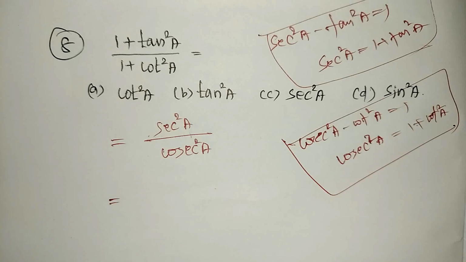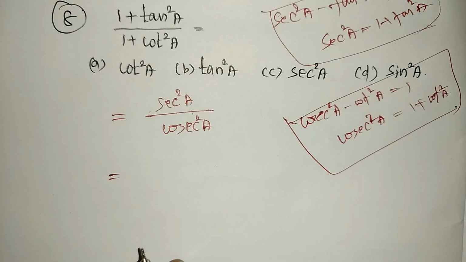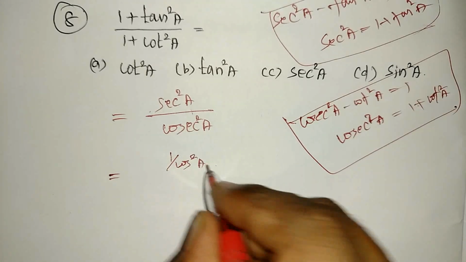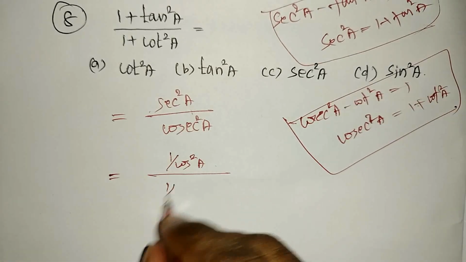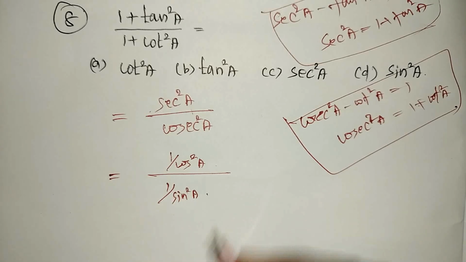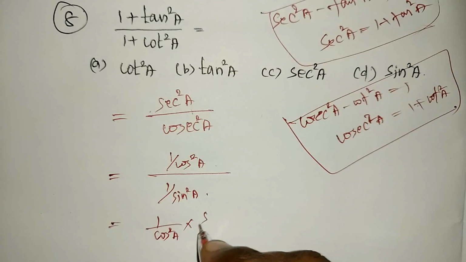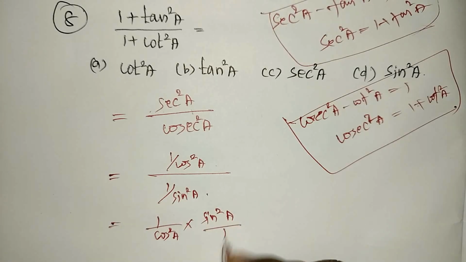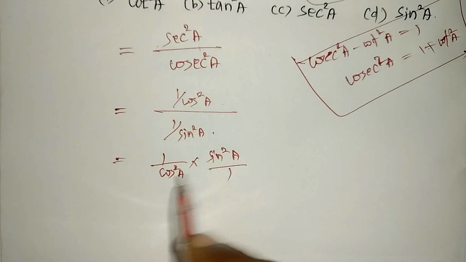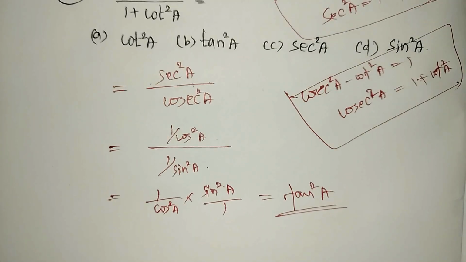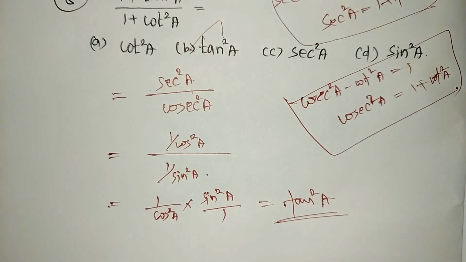Right. Now I am going to write this in sine and cos form. Secant square A is 1 divided by cos square A. Likewise, cosecant square A is 1 by sine square A. Then what will happen? This 1 by cos square A, if we bring this value into the numerator, it becomes a reciprocal. So sine square A divided by cos square A means tan square A. So that is our required answer. Where do we have this option? Option B. So that is our required one. Okay, now we'll go for the next one.